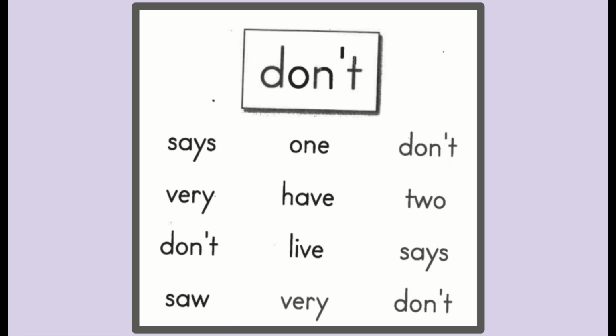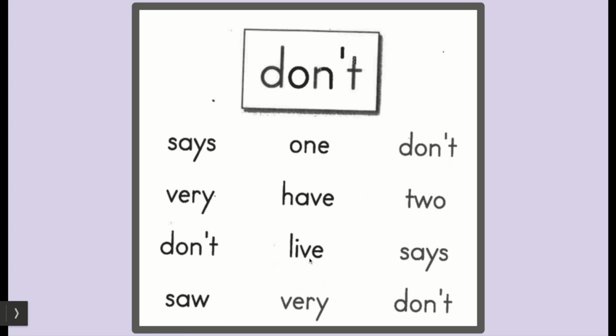Ready? Let's read, spell, and read each word. Don't. DON apostrophe T, don't. Says, SAYS, says. One, ONE, one. Don't, DON apostrophe T, don't. Very, VERY, very. Have, HAVE, have. To, TWO, to. Don't, DON apostrophe T, don't.